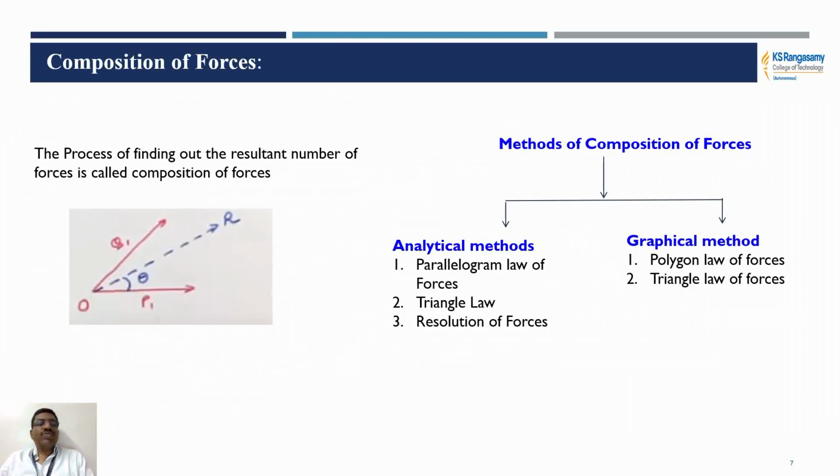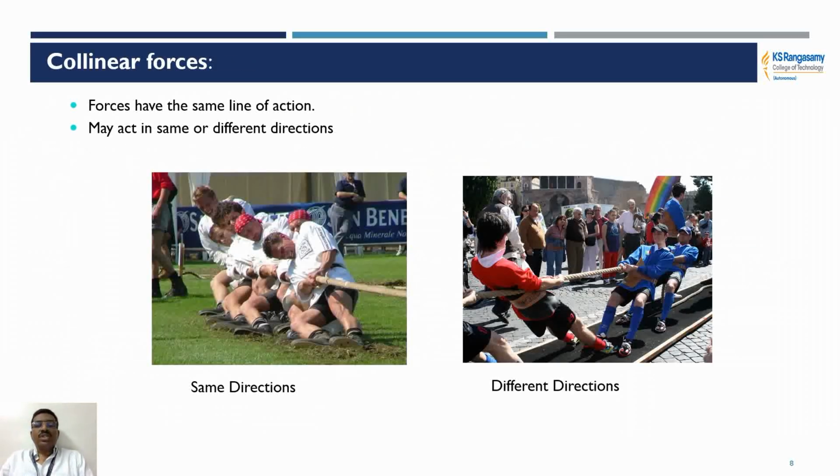That resultant force can be found with the help of the equation R equal to root of P1 plus Q1. And this process of finding the resultant force is called the composition of force. The composition of force can be classified into two types, analytical methods as well as graphical methods. In analytical methods, we look into the parallelogram law of forces, triangle law of forces, and resolution of forces. Whereas in graphical methods, we look at the polygon law of forces and triangle law of forces.